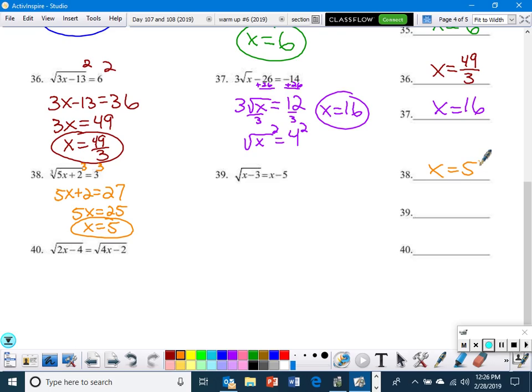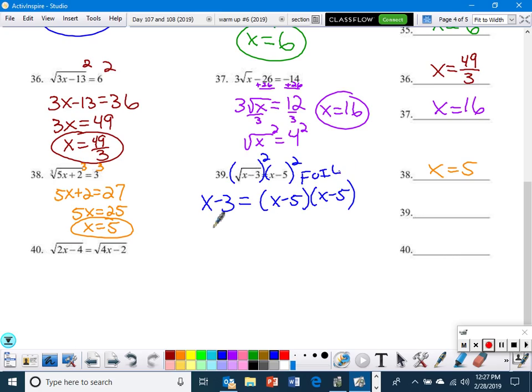All right, 39 and 40, a little bit more work. Here we go. So you will notice in number 39 that the radical is isolated on the left side. So we need to get rid of it. And when we get rid of it, we're going to square both sides. And when you do the right side, you need to put it in parentheses. So the left side is, and then the right side, we're going to end up foiling because x minus 5 squared means x minus 5 times x minus 5. So we're going to have to foil that.